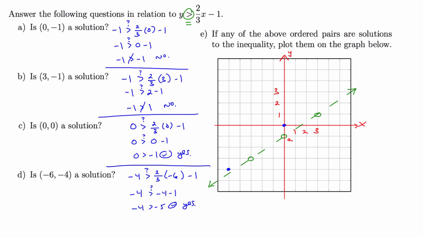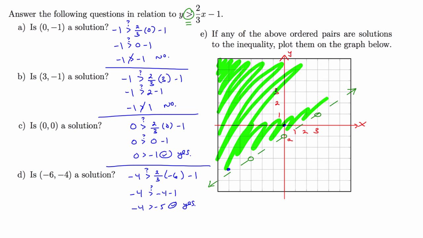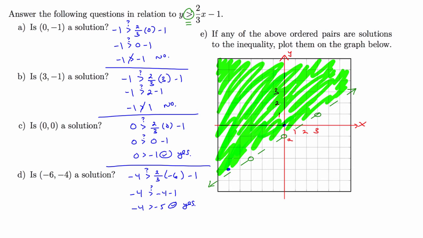So while the line itself does not include solutions, and there are no solutions below the line, all the solutions are going to be above the line. So to finish this off, we'll grab our pencils and we'll sketch in or shade in the top half of this graph. It doesn't need to be perfect, just needs to give a clear indication which is the half that has the solutions.